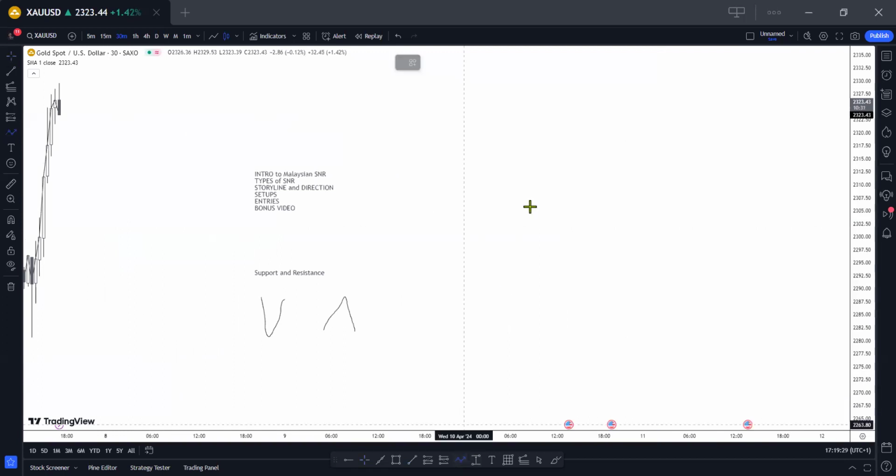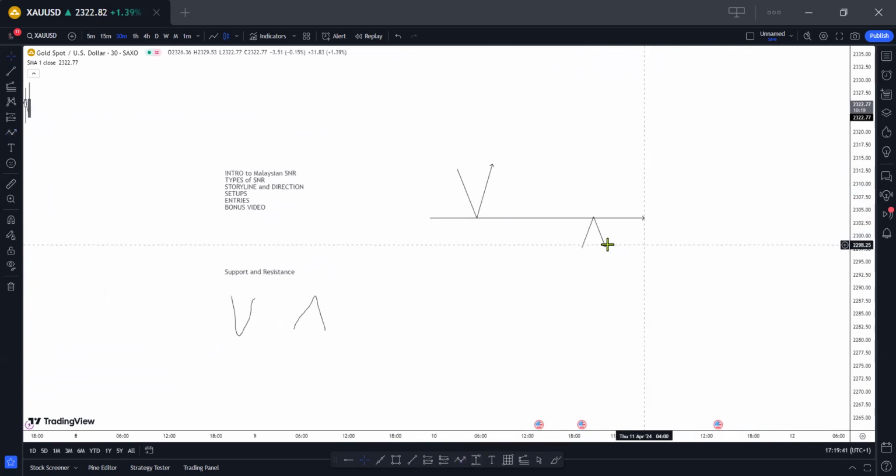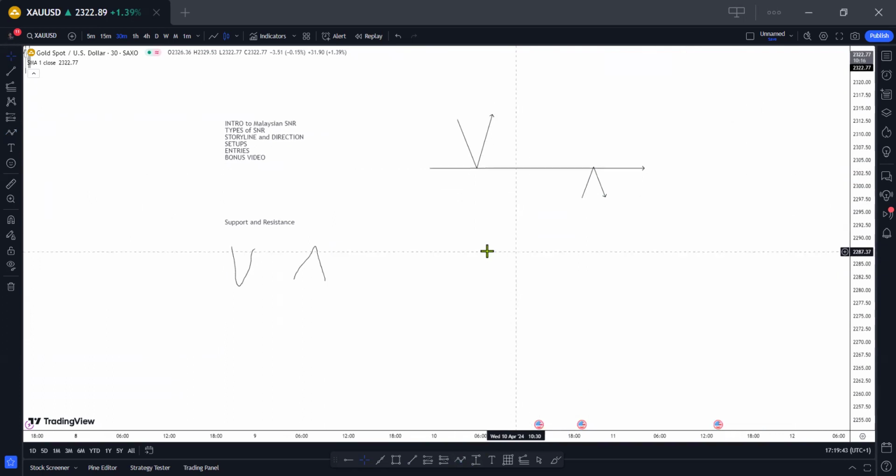So when you have a line, this kind of line, and it serves as a support at this point, that means you have a V. And the same line can serve as a resistance when you have A. So you can have a situation where support can become resistance and resistance can also become support.